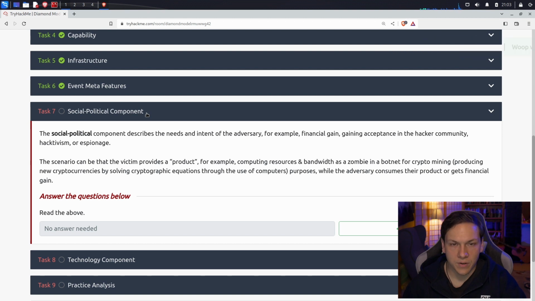Social political component. The social political component describes the needs and intent of the adversary. For example, financial gain, gaining acceptance in the hacker community, hacktivism, or espionage. The scenario can be that the victim provides a product, for example, computer resources and bandwidth as a zombie in a botnet for crypto mining, while the adversary consumes their product or gets financial gain.